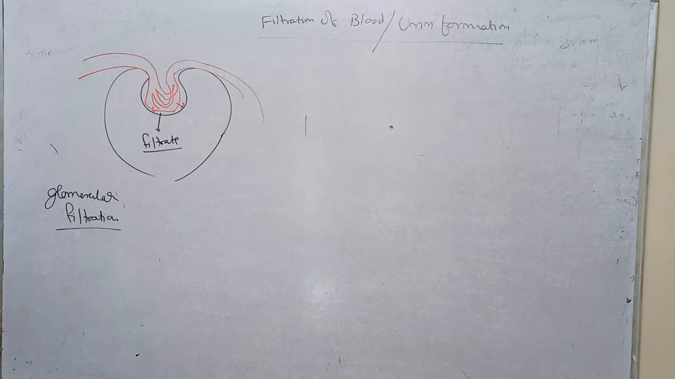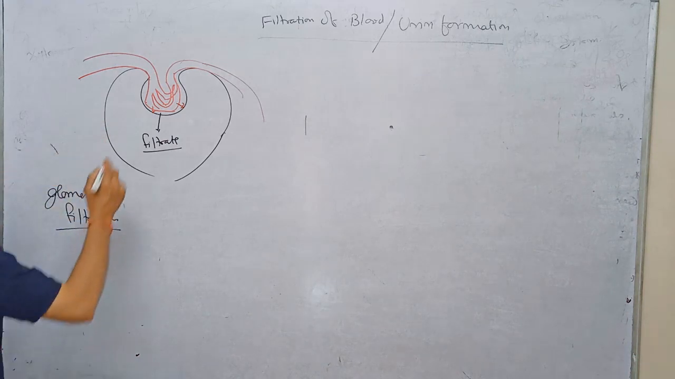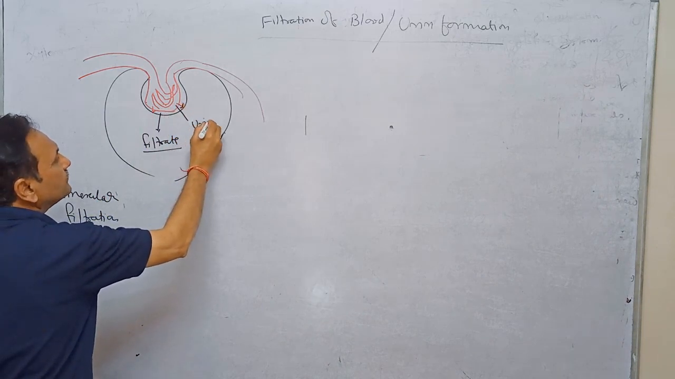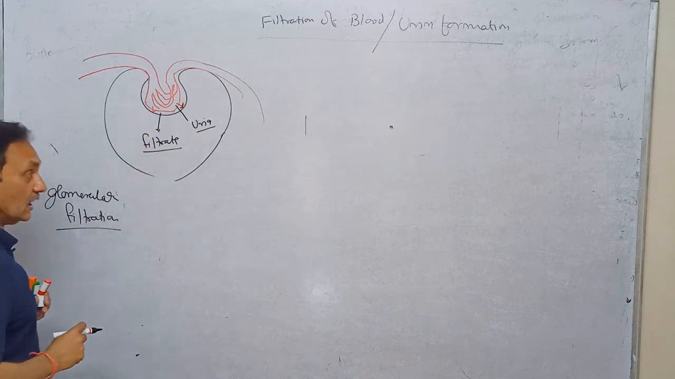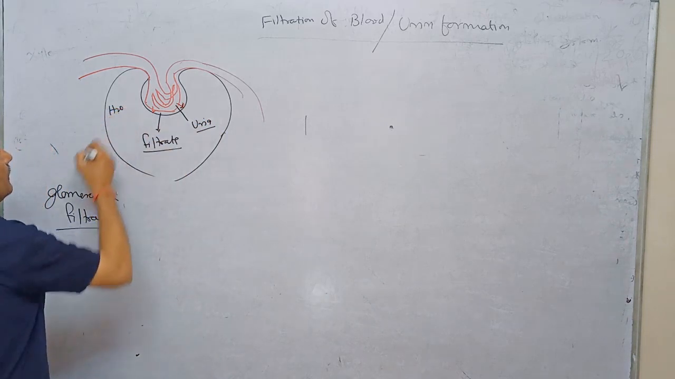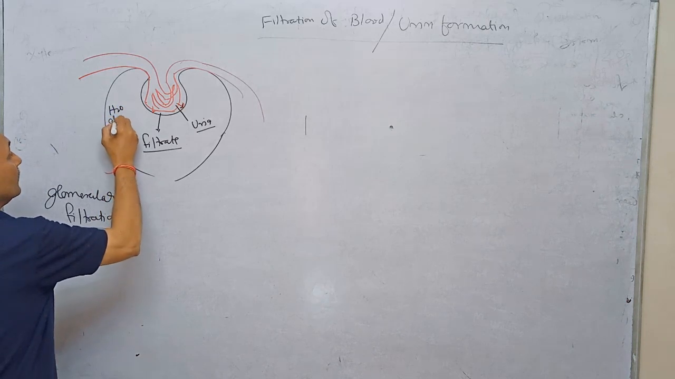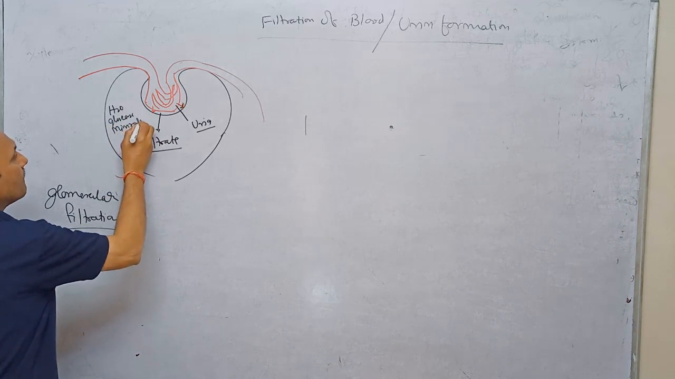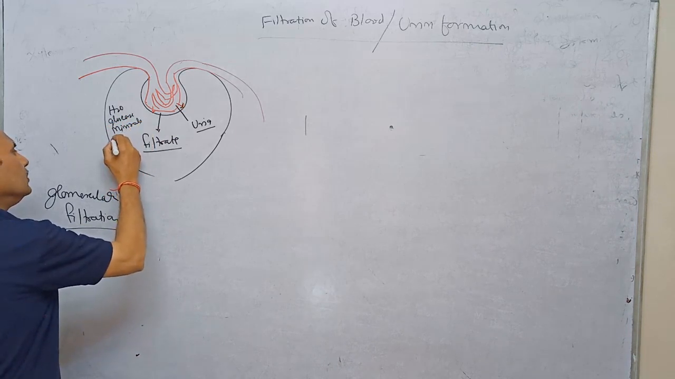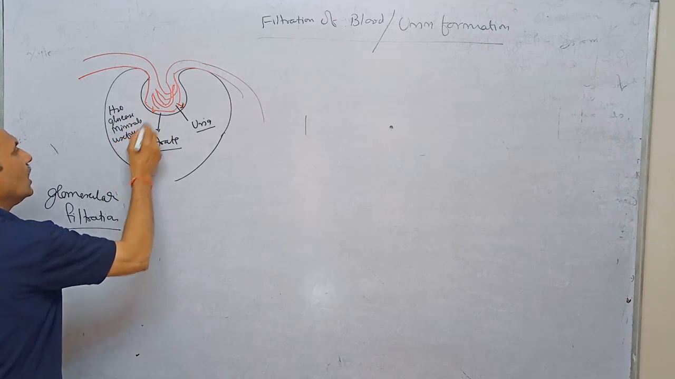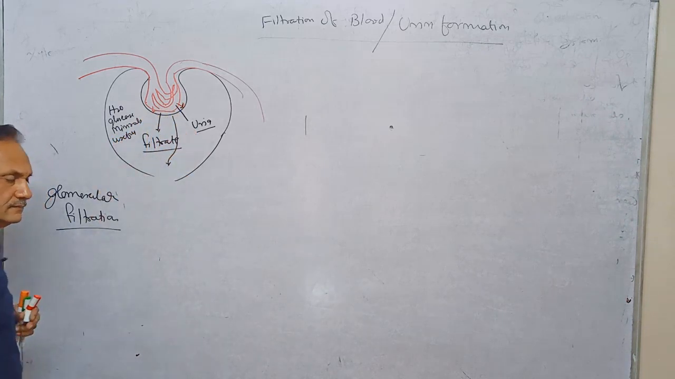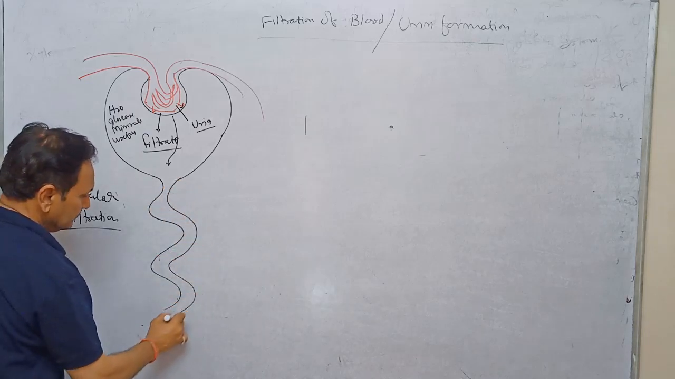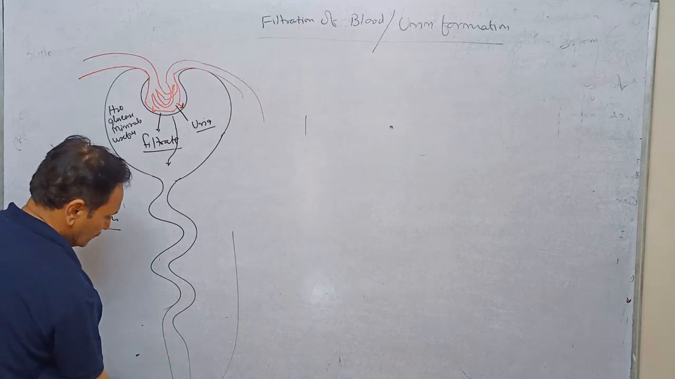During this process, most of the nitrogenous waste, in the form of urea, comes here. But in addition to urea, a maximum amount of water, glucose, minerals, and other useful substances are also filtered, and the filtrate starts to move in this way.